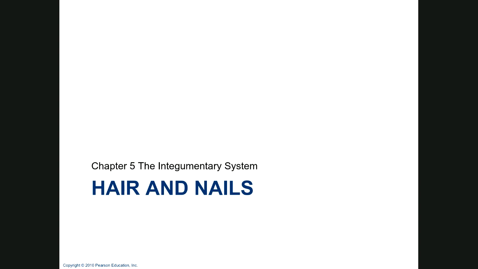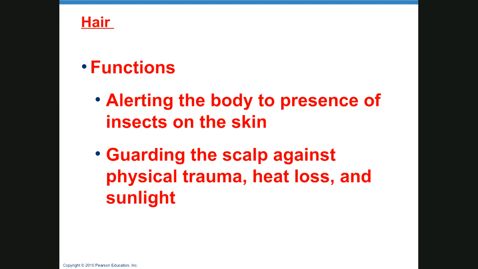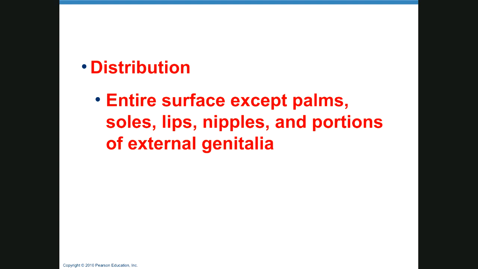When it comes to hair, we're going to go very lightly on hair, just mention a few characteristics. Function is protection against trauma, heat loss, sunlight. Also alerts of the presence of insects on the skin. Each little hair has a little nerve ending wrapped around it, so we can actually feel every individual hair. Hair is distributed all over the body. There are a few areas that do not have hair: the lips, nipples, portions of the external genitalia, palms of the hands, soles of the feet.